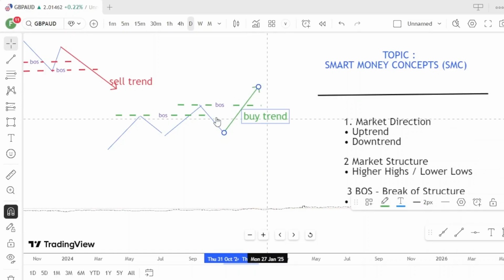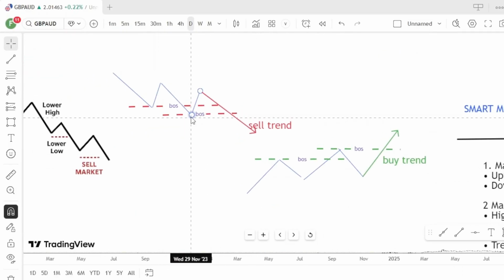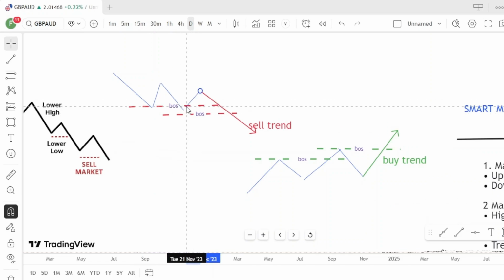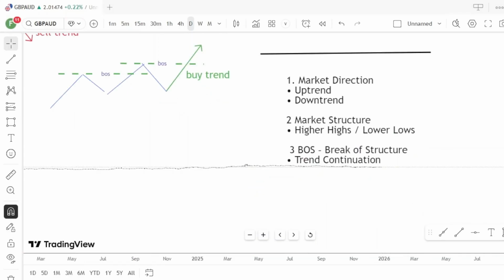It is also the same for a sell trend. Price has to break the previous low, which is this. Pulls back, breaks the previous low, which is this. Once that is confirmed, this tells us one thing only: the trend is continuing, either in an uptrend or in a downtrend. Mechanical rule: BOS equals trend continuation. BOS is not an entry signal. It confirms that the direction is still valid. In a downtrend, BOS happens when price breaks the previous low.